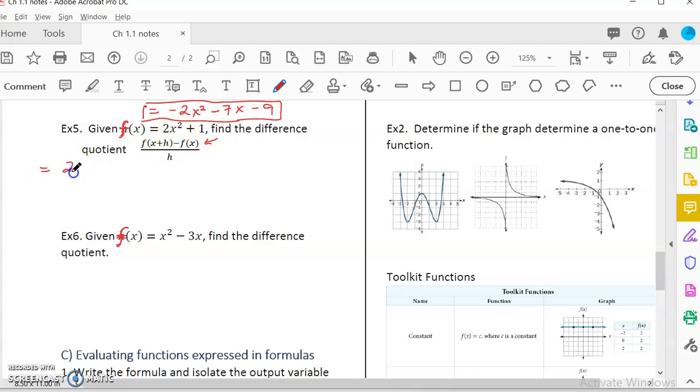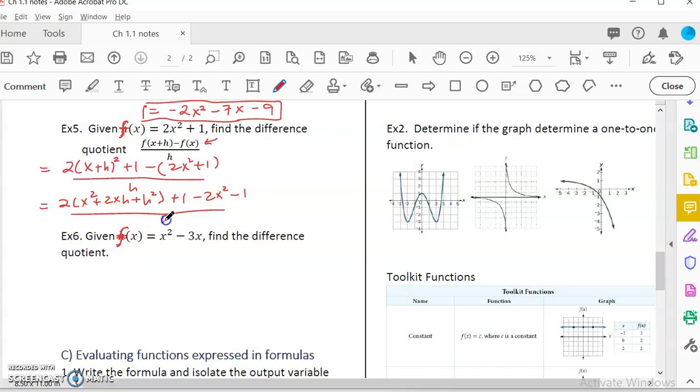So let's do it: 2 times (x plus h) squared plus 1. That is this part, right? And then I minus the function. Remember to parenthesize it. And then I divide by h. The second part is simplifying. For x plus h, you have to do FOILing: x squared plus 2xh plus h squared, plus 1, minus 2x squared, distribute, minus 1, over h, right?